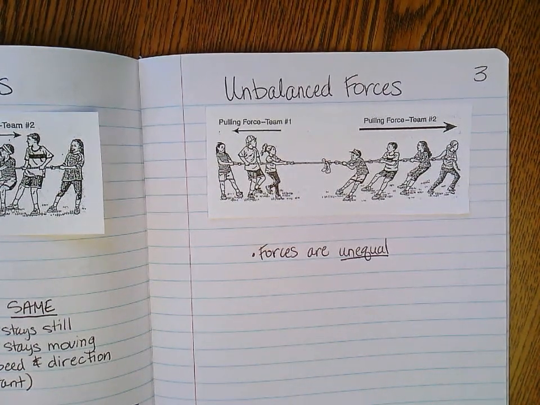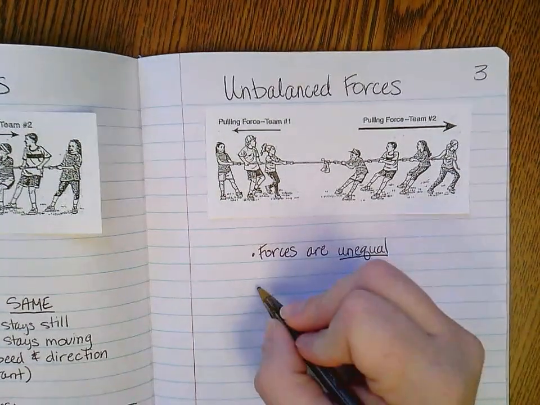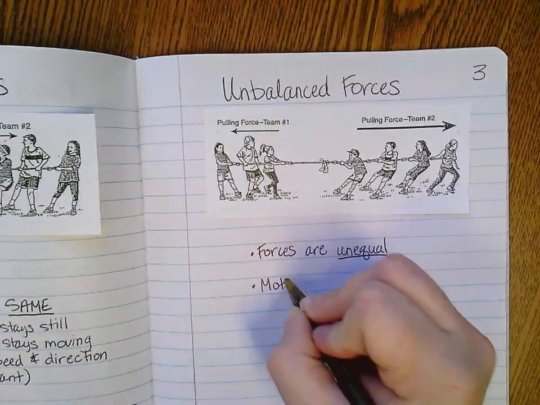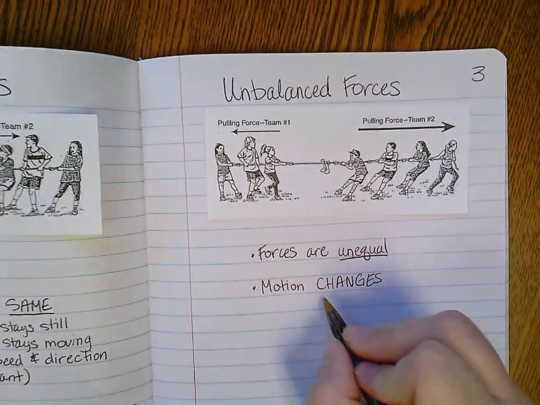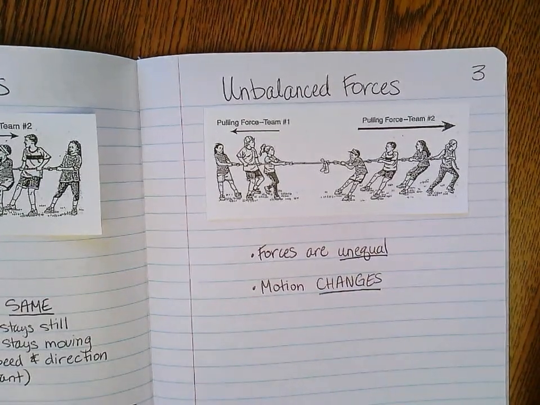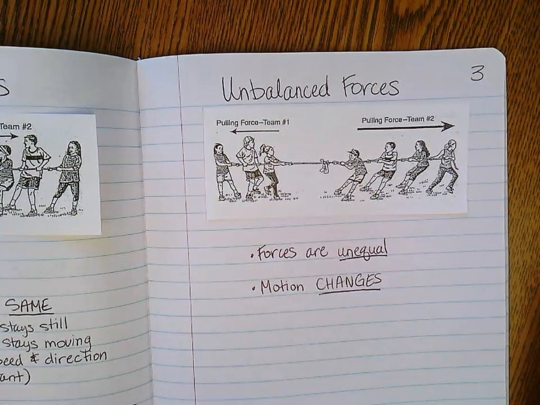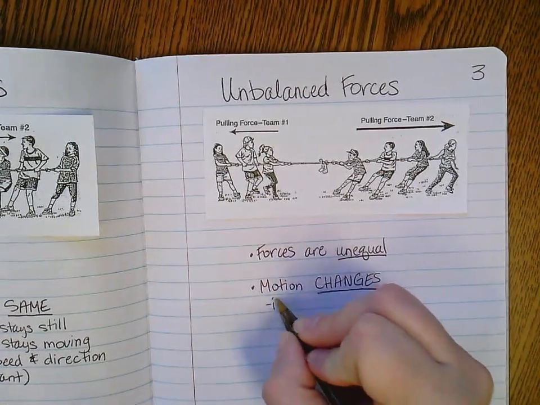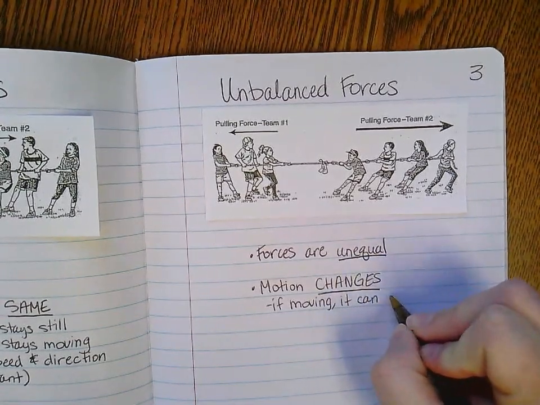In our video yesterday in the online simulation, you saw that unbalanced forces change an object's motion. So we're going to write here that motion changes. Changes is our key word. When we have unbalanced forces on an object, the motion of that object changes. So if the object is moving, unbalanced forces can cause it to stop. If moving, it can stop.